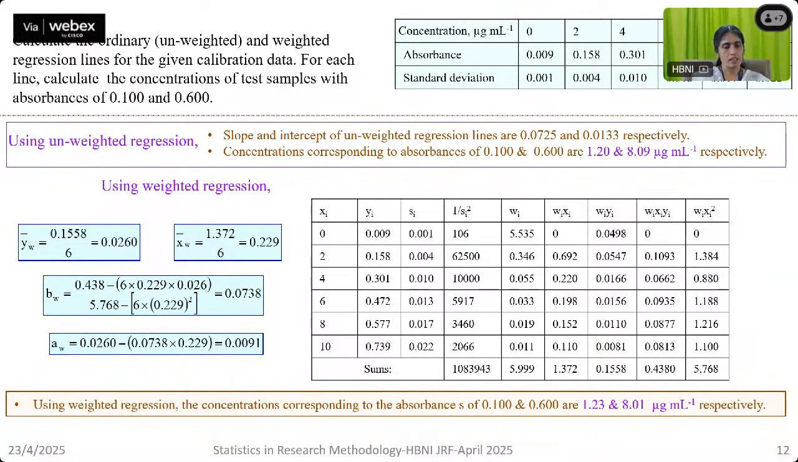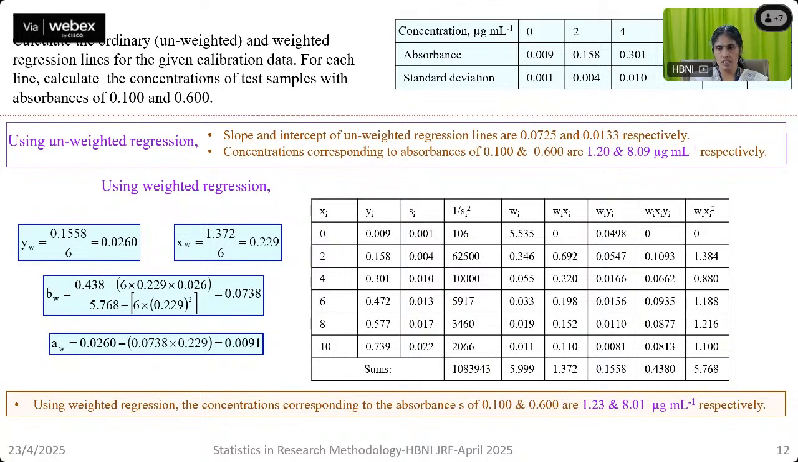Similarly, the weighted regression also you can do, since it is a bit involved calculation. The intricate steps and their required input parameters are also defined here. Once you have done these calculations, please cross-check your answers with those given in this slide.